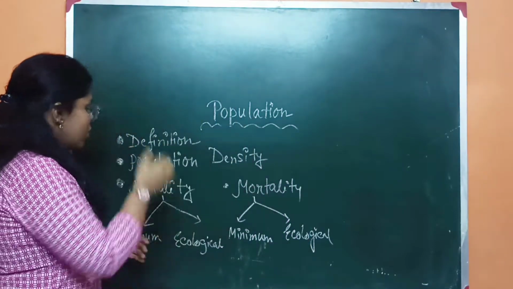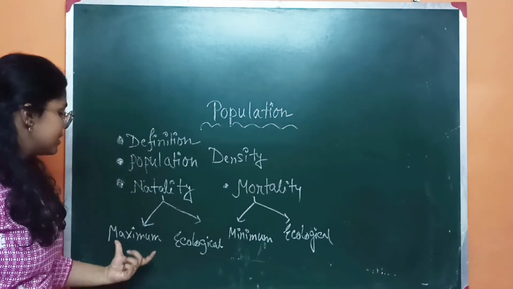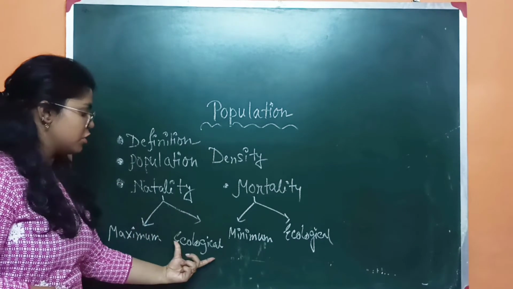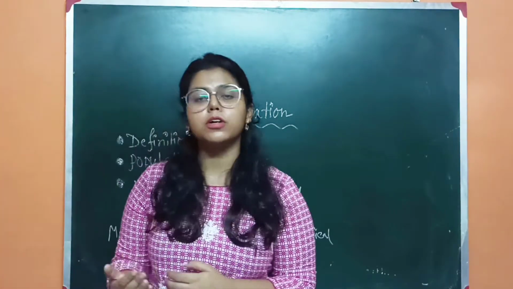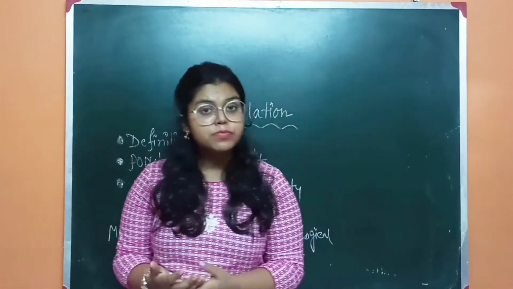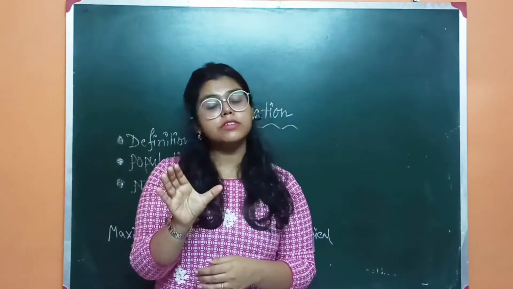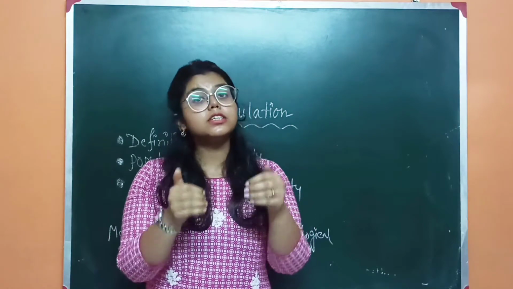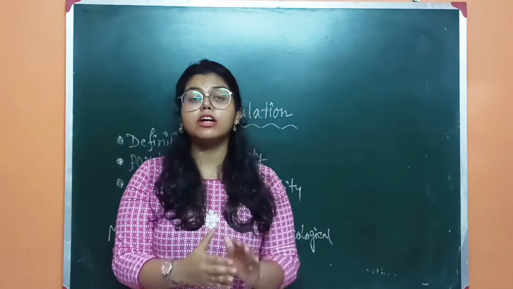Okay, so next are the types of natality. There are two types of natality: maximum natality and ecological natality. So what is maximum natality? It is basically not possible in the practical sense. Why? Maximum natality is the total number of individuals or offspring produced in the ideal environmental condition.